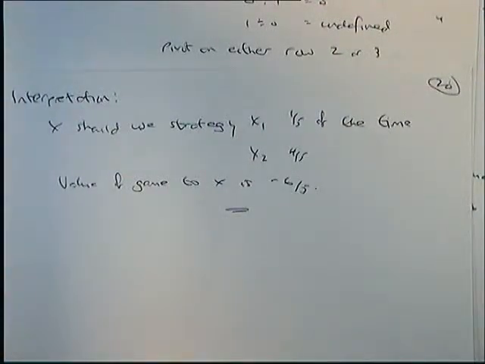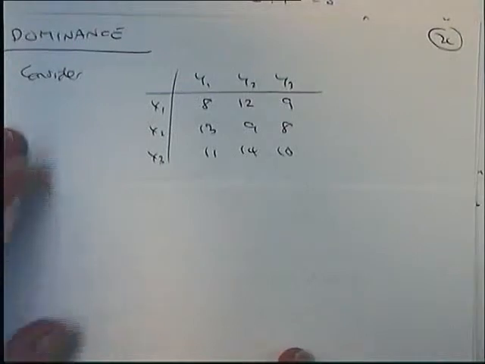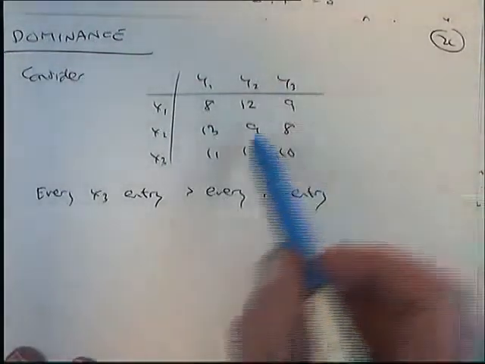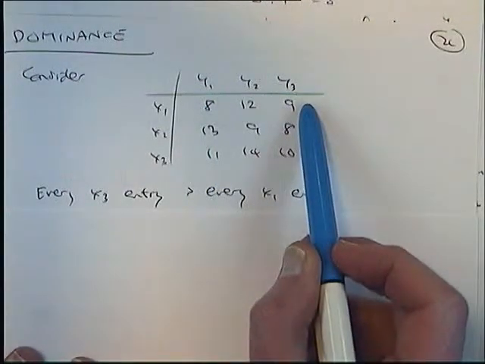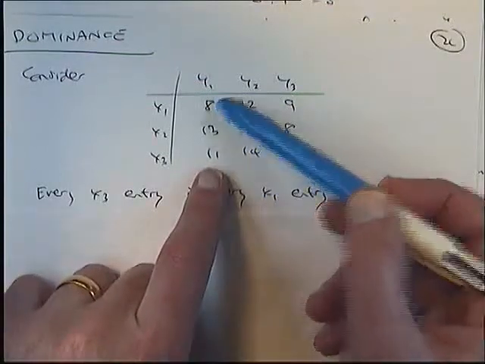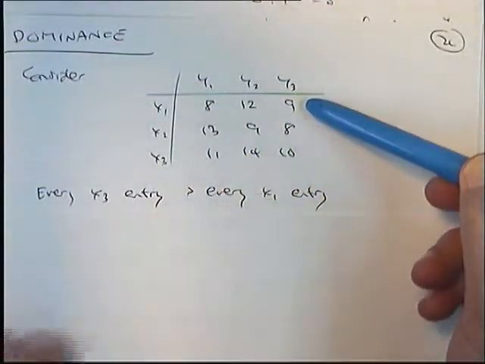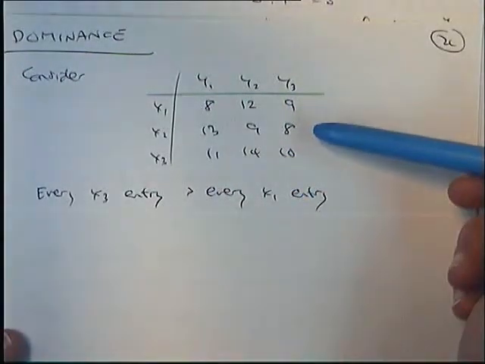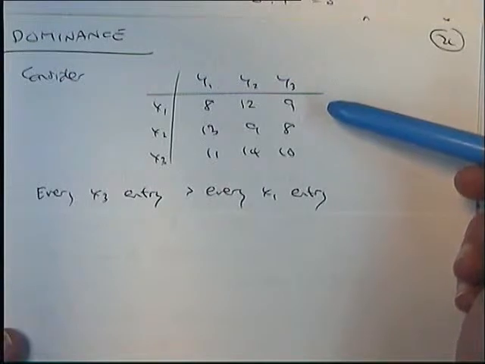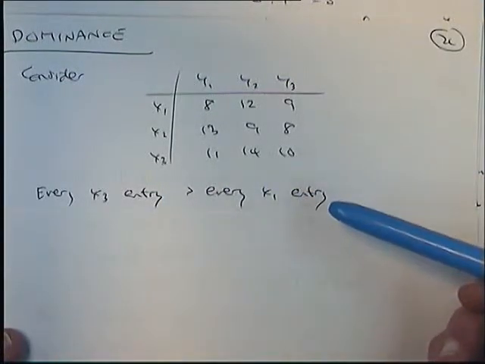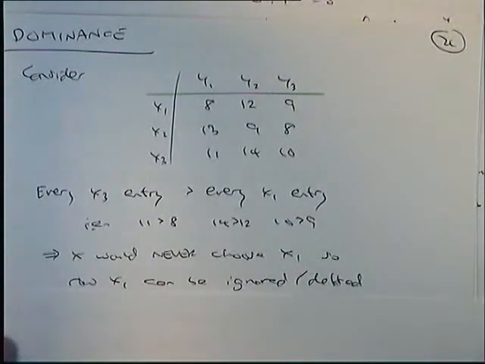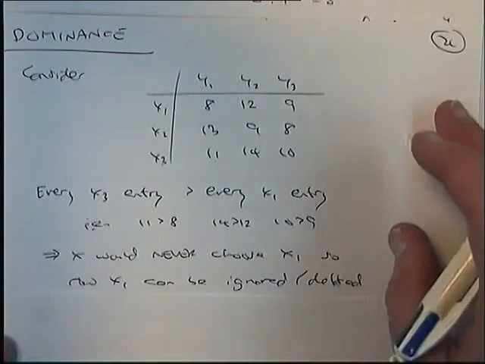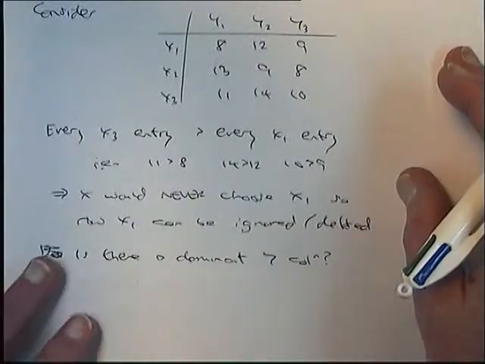The only thing I haven't yet mentioned then is dominance. If we just go through that very, very quickly. If we look at that matrix, every x3 entry is higher than every x1 entry, 11 is greater than 8, 14 is greater than 12, 10 is greater than 9. That shows you that there's no point in x ever playing x1. His own strategy, x3, is always better. So x3 is a dominant strategy, and x would never choose strategy x1. So you just completely wipe out that row in your matrix.